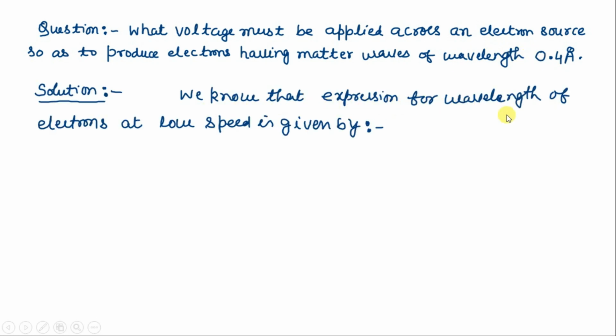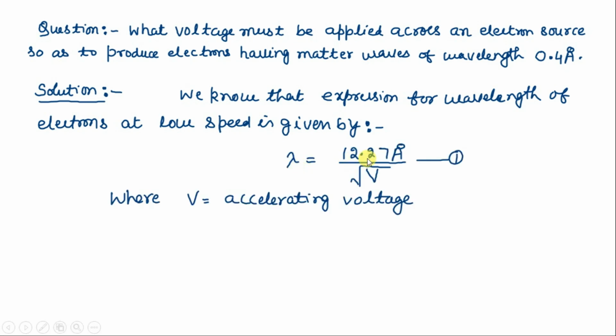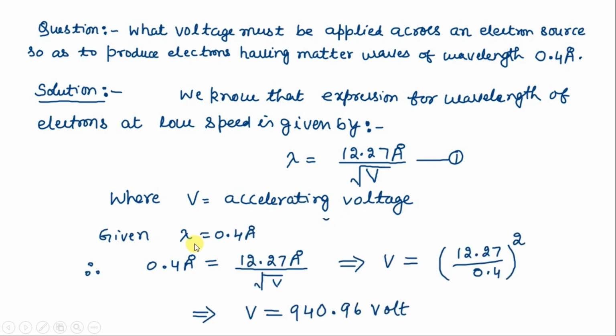We know that the expression for the wavelength of electrons at low speed is given by the following formula: lambda is equal to 12.27 angstrom divided by the square root of the accelerating voltage. Given to us is that the wavelength of the electron required is 0.4 angstrom. If in this expression we put lambda equal to 0.4 angstrom, then by cross multiplication and simplification we will get the voltage as 946.96 volt. This is how we will obtain the accelerating voltage for the electron.